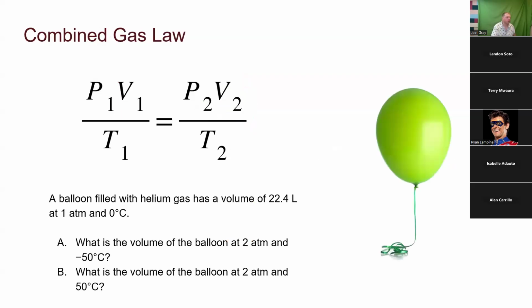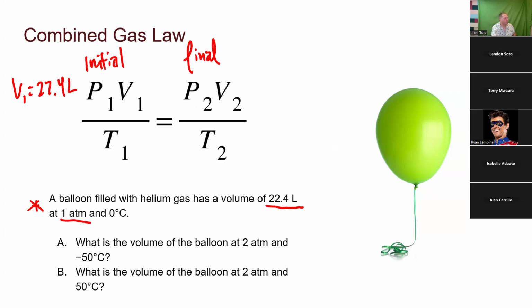Now, when you see an equation like this, think about this as initial and final. So here what we have is a question. A balloon filled with helium gas at a volume of 22.4 liters. Okay, so this is our initial. V sub 1 equals 22.4. At a pressure of 1 atmosphere.